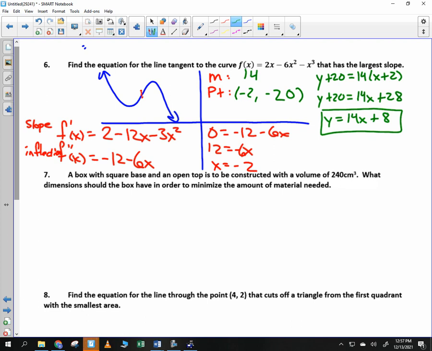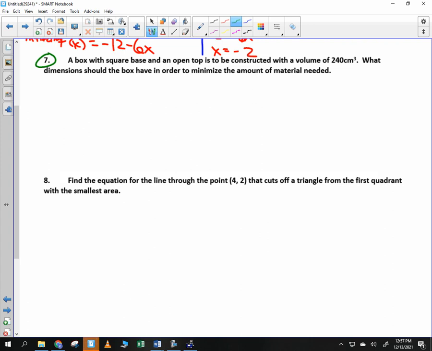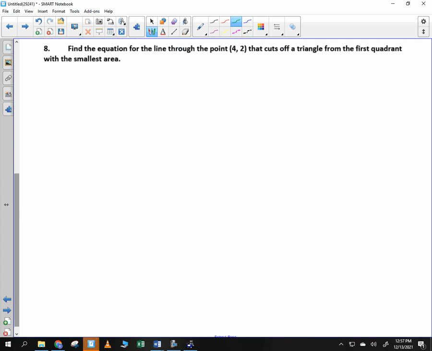Not too bad? We've already done an example like 7, correct? Problem 9 is the gutter problem, one of my favorites of all time. But it takes way too much time, and we're going to have to cut that one off. But we will do number 8, and that's what we will end with for optimization. This is your last of the word problems.